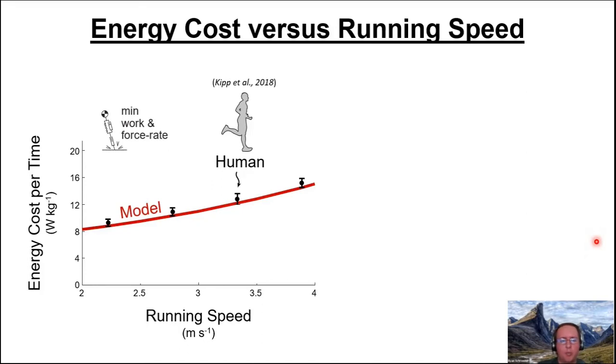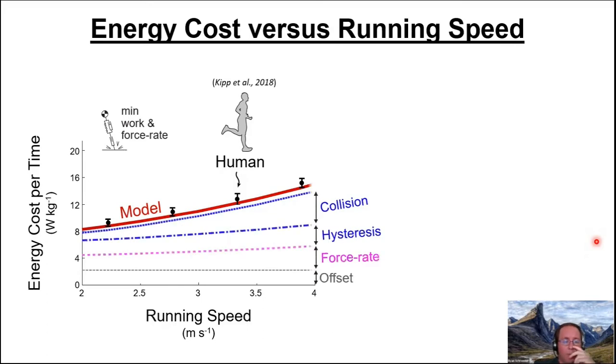And then if we want to consider where is all this increasing cost coming from, we find that there's a good chunk of that is just work to overcome passive dissipation from the collision and hysteresis. There's also a portion of it is from force rate cost. And then we have an offset in there that essentially represents like a basal metabolic rate, or perhaps quiet standing.